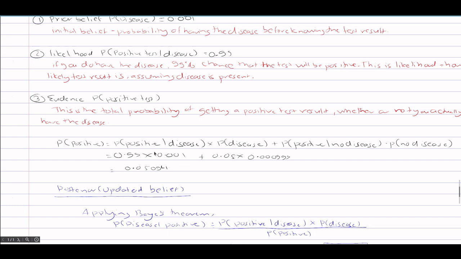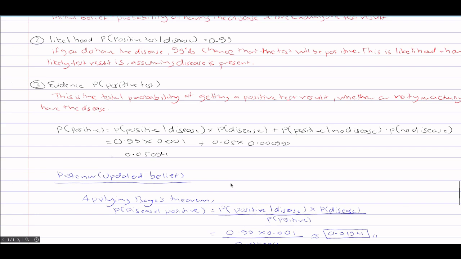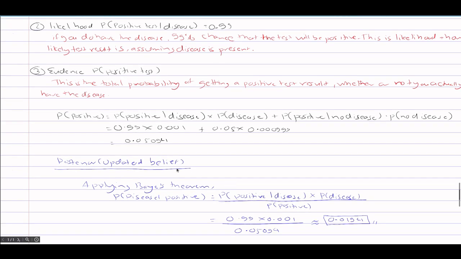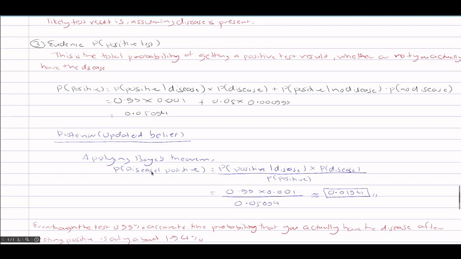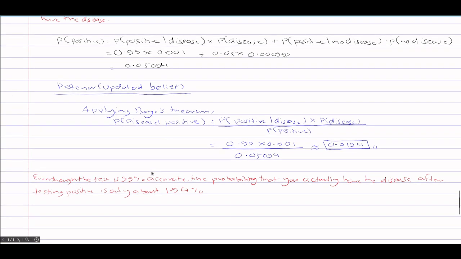So let's plug in our numbers here. P of positive test equals 0.99 multiplied by 0.001, plus 0.05 multiplied by 0.999. This works out to be 0.00099 plus 0.04995, which gives us a total P of positive test of 0.05094.